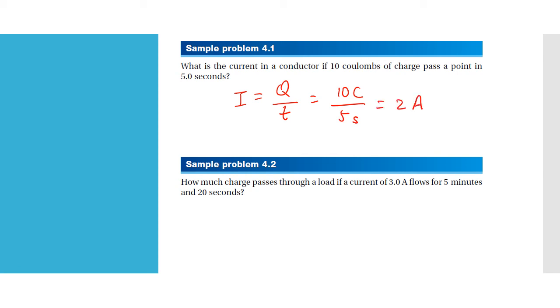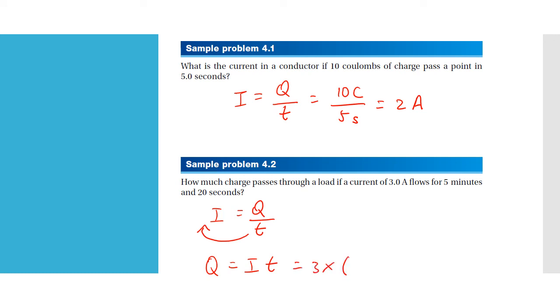How much charge passes through a load if a current of 3 amps flows for 5 minutes and 20 seconds? So, rearranging the formula, we have I equals Q over T. So this is a divide, so we times the T onto the top. We get Q equals I T.